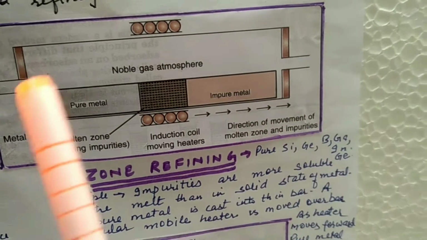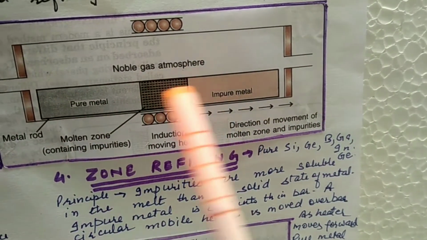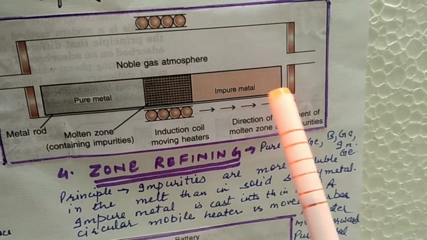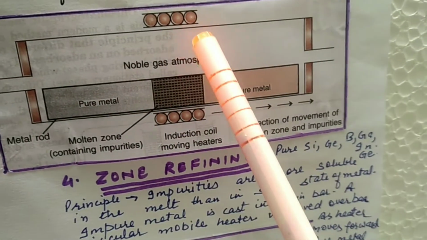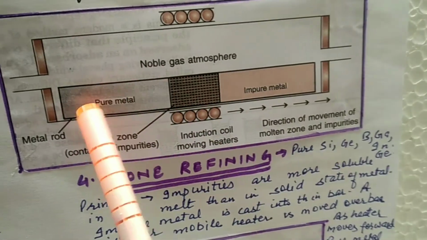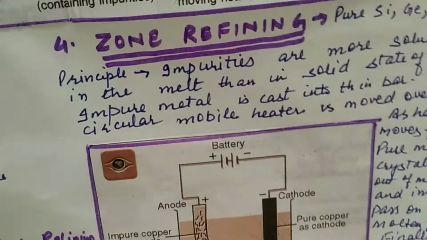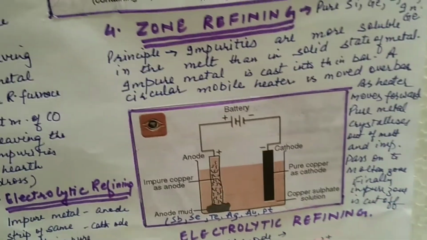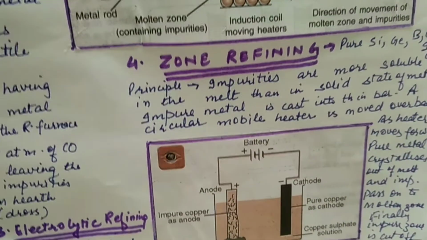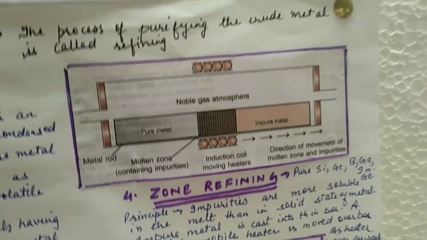This process is repeated again and again so that the bar gets converted into two zones, one of pure metal and the other of impure metal, and this is broken from here, and so pure metal of high purity is obtained. This was the fourth method of refining, which is known as zone refining.